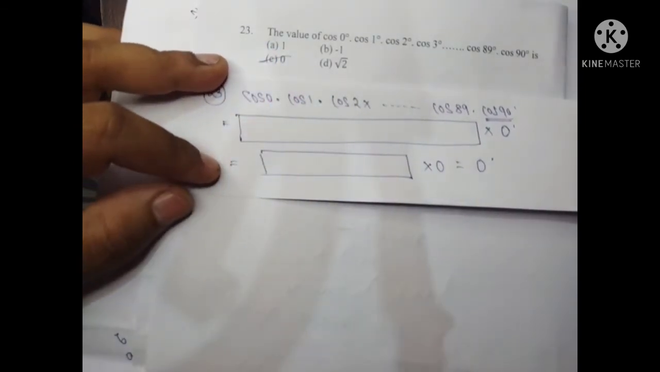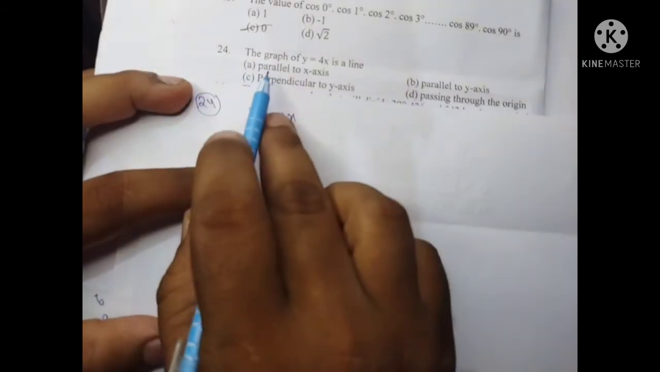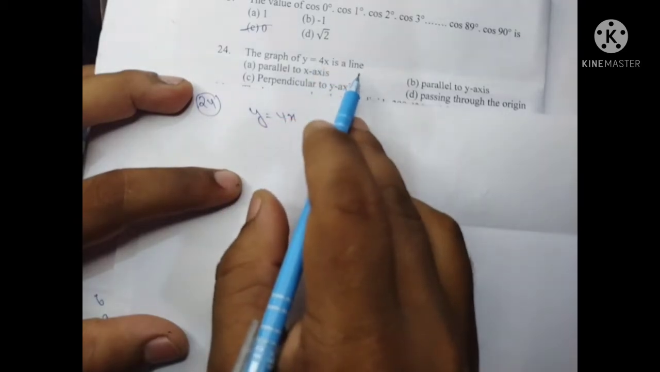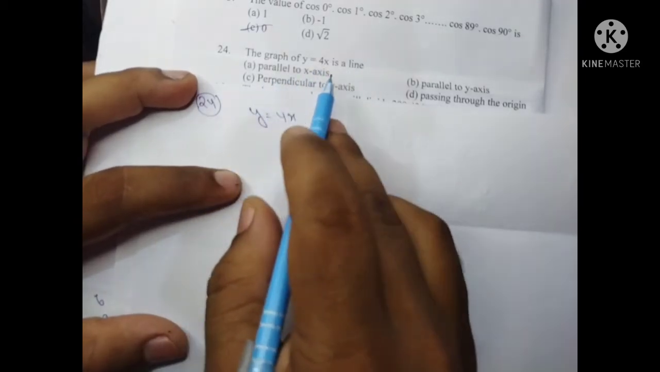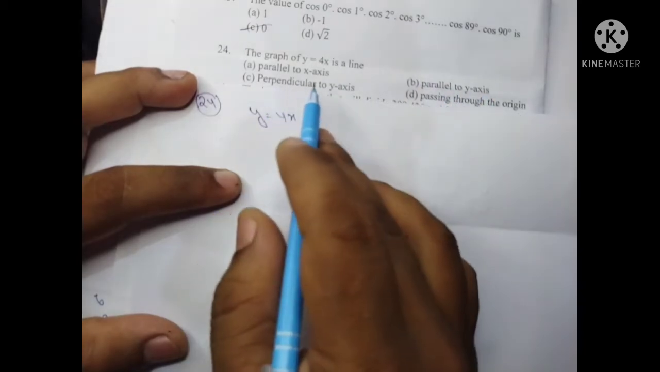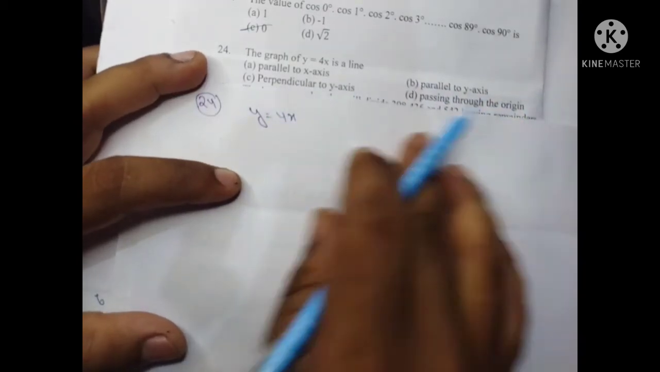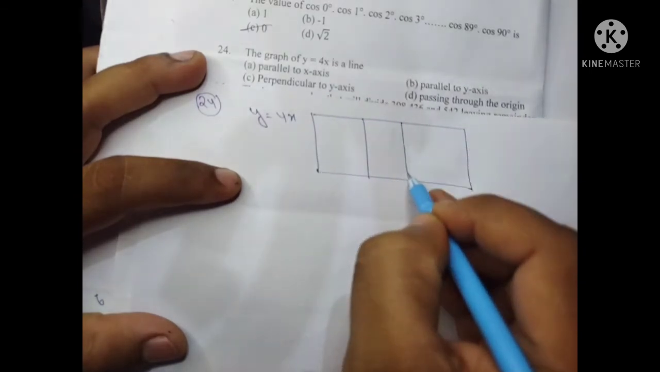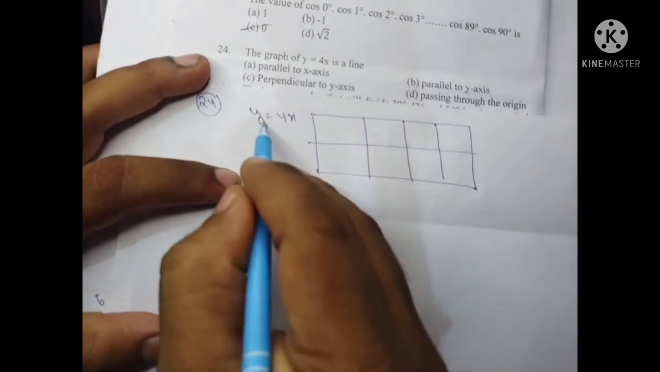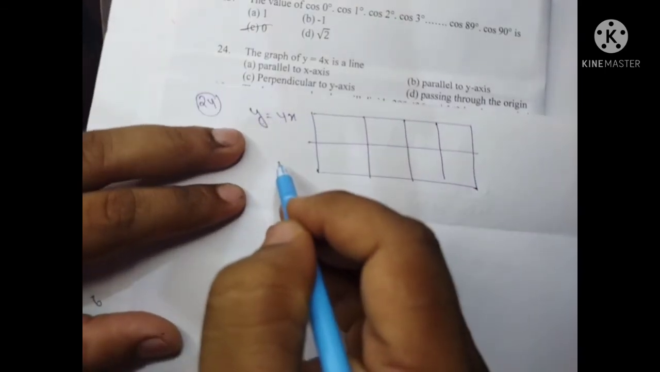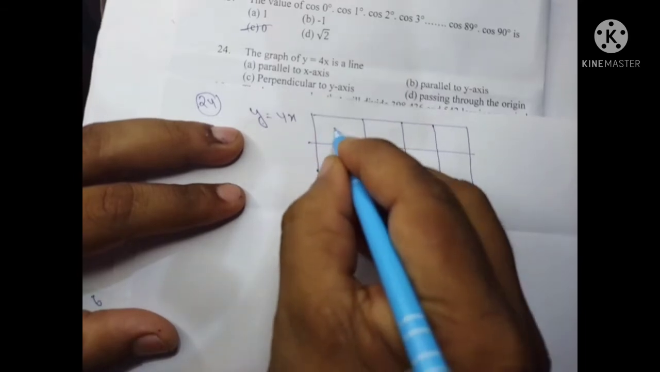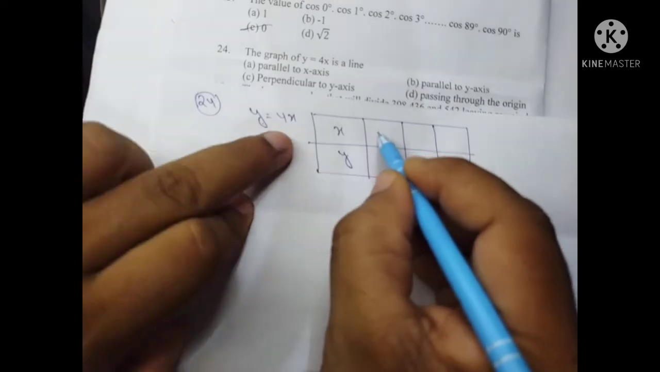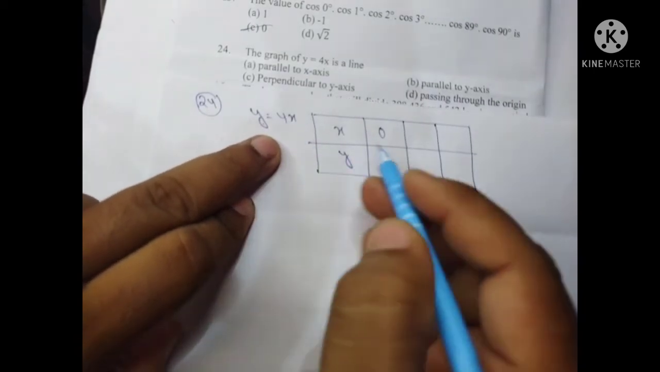Okay, here question 24 asks: the graph y is equal to 4x is a line which is parallel to x axis, or parallel to y axis, or perpendicular to y axis, or passes through the origin. So here the given equation is y is equal to 4x. Suppose let the value of x be 0, then y becomes 4 into 0, that is 0.